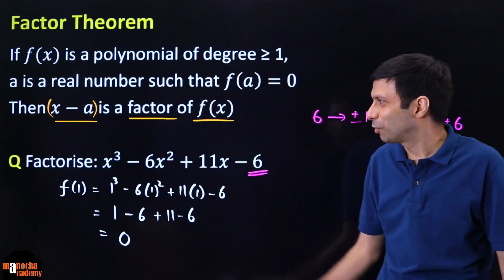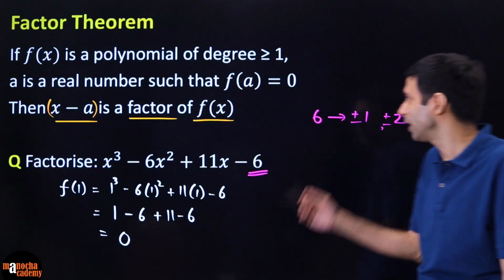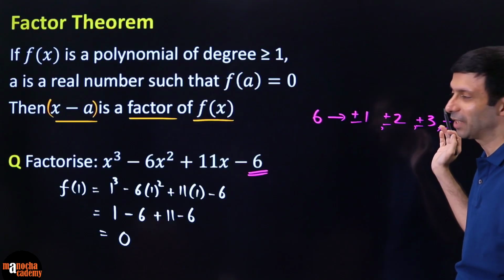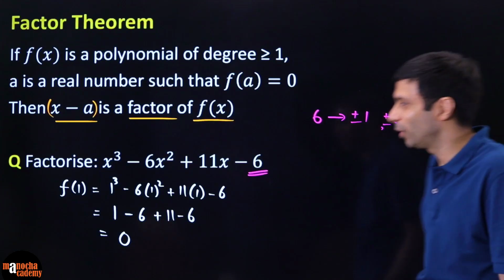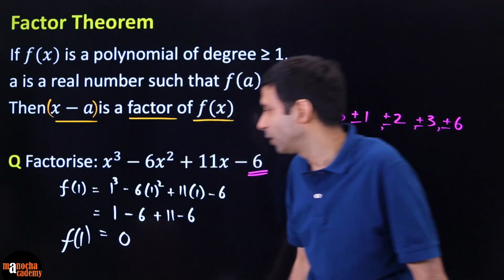Wow, we are lucky because we found the factor just with the first try. This is like a hit and trial method. You have to try these different values, plus 1, minus 1, plus 2, minus 2, plus 3, minus 3, plus 6, minus 6, whichever one where you hit. And here you can see f of 1 is 0 when I substituted x equal to 1.